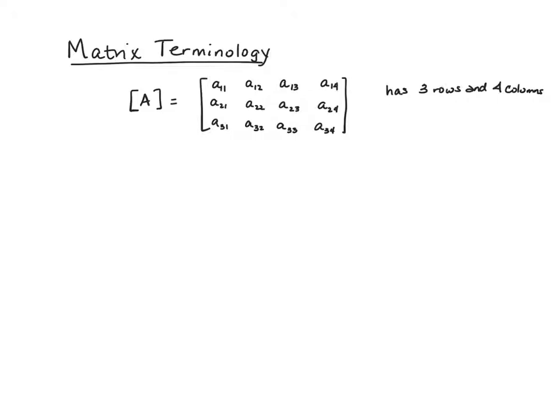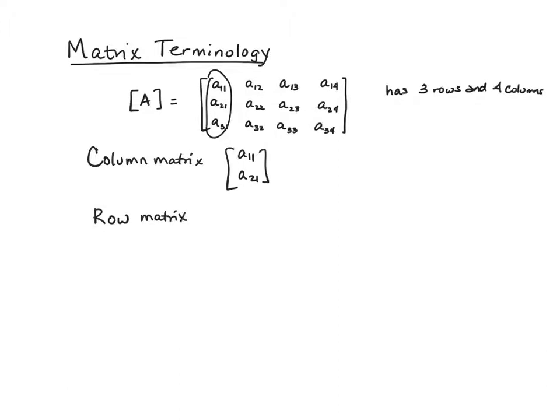Matrices can have all sorts of different shapes. I can have a column matrix, which would simply be something that was just a single column, like this right here. That would be a column matrix, a very small one. A row matrix is going to be one that just goes right across one row.